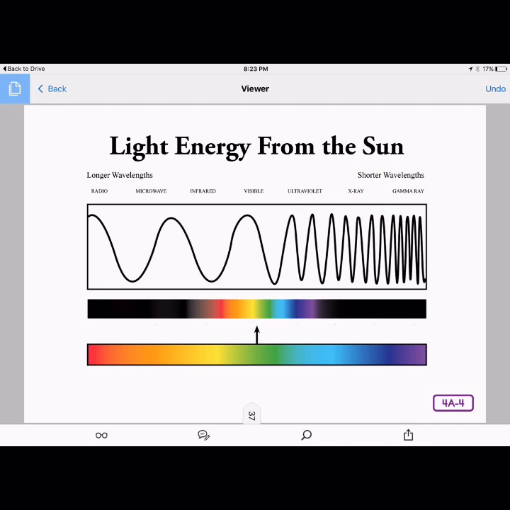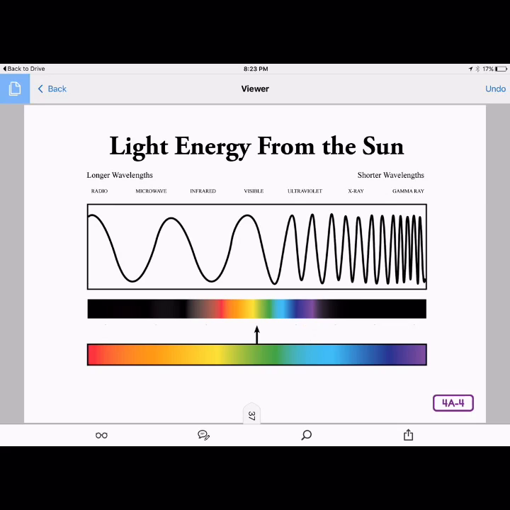Do you see the visible light part of the chart? This one here. This range of wavelengths, red, orange, yellow, green, blue, indigo, and violet, are visible to humans without using any special instruments. Do these colors remind you of something?